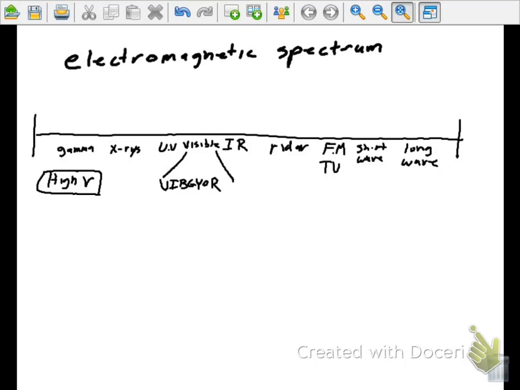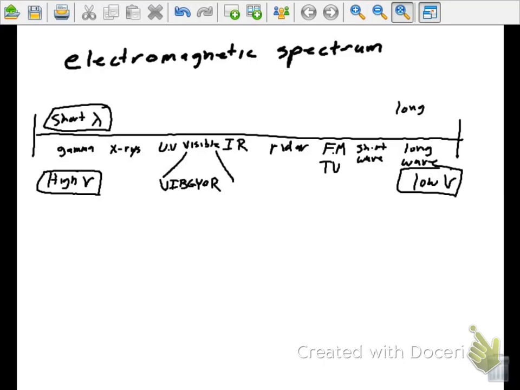Right? So this side of the spectrum, we got high frequency. This side of the spectrum, we have low frequency. Okay? Vice versa, up here you have short wavelengths, and down here you have long wavelengths.